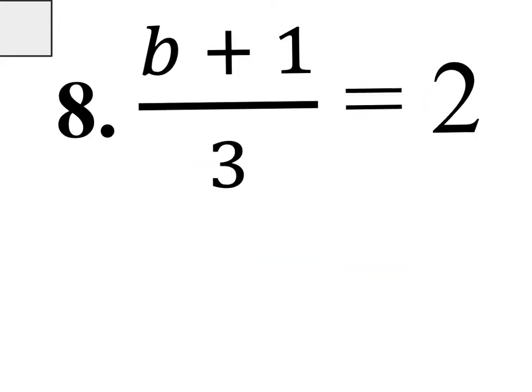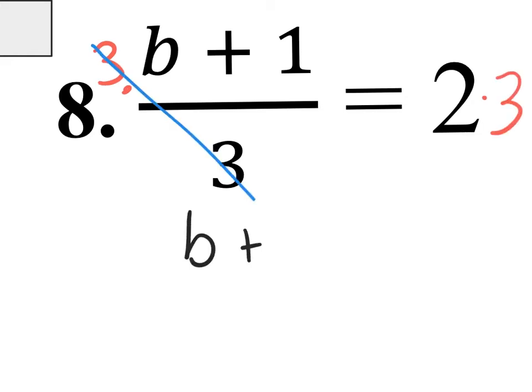Moving on, number 8. b plus 1 divided by 3. So how do you get rid of that divided by 3? You multiply by 3. What you do to one side, you do to the other side. The 3's cancel out. What do we have left? The b plus 1 is no longer a fraction. It's just b plus 1.